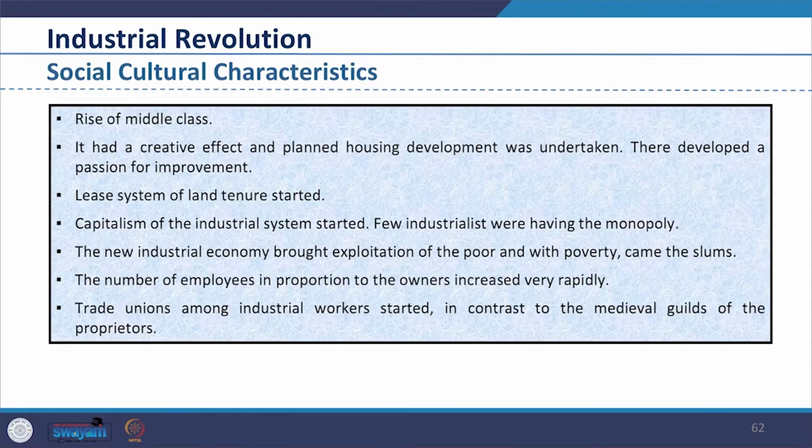The land tenure was based on a lease system. Capitalism brought in class differentiation where a few of the industrialists had the monopoly. The new industrial economy brought the poor poverty, which in turn raised the slums for them to reside in. The number of employees in proportion to the owners increased very rapidly. Trade unions among industrial workers started to take care of the traders, in contrast to the medieval guild of the proprietors. Further, we see that a modern planning approach was also evolving.